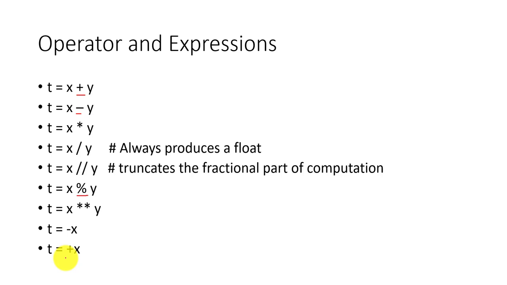Right? Now coming to the last operator, that is unary plus. Actually, it does not do anything. It just assigns the value of x to the t. So if x is 5, t gets 5. If x is minus 5, t also gets minus 5.